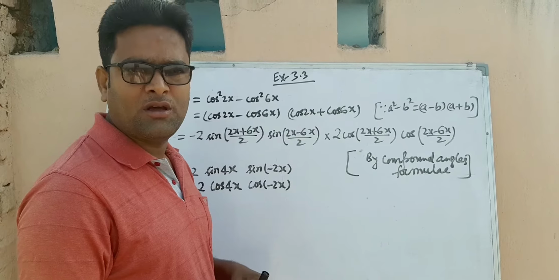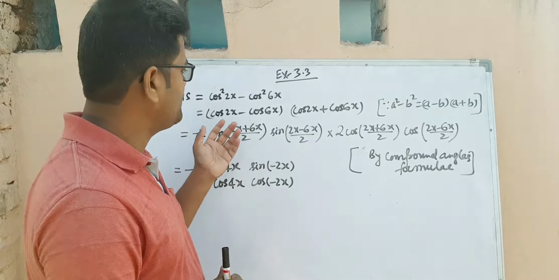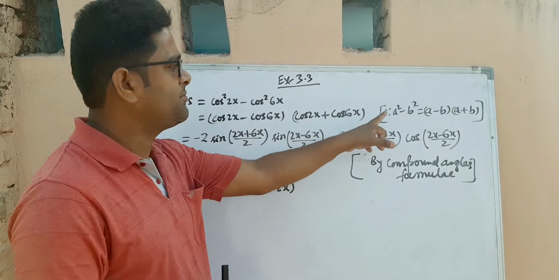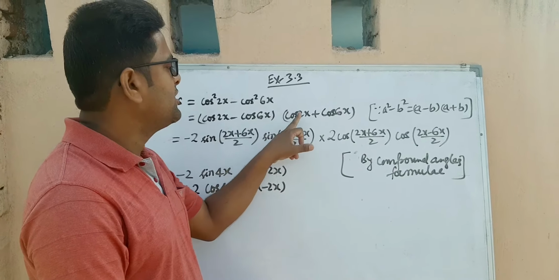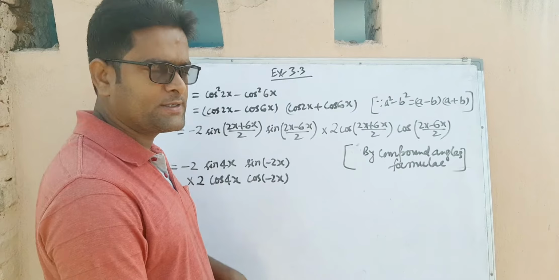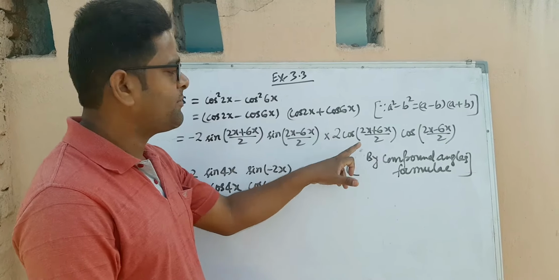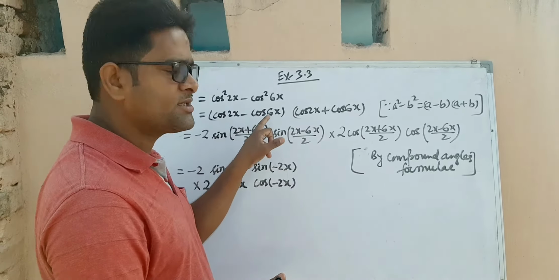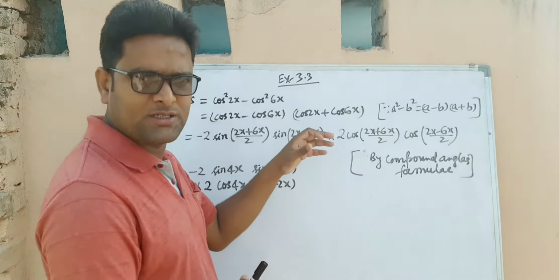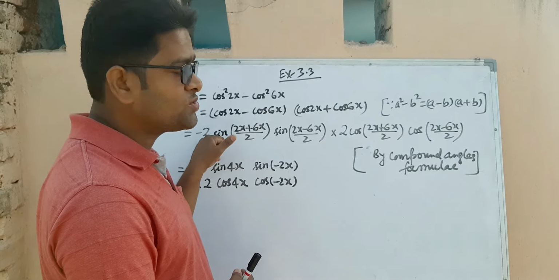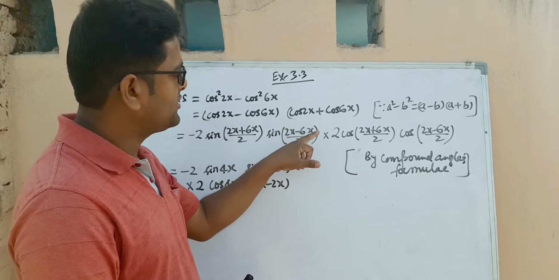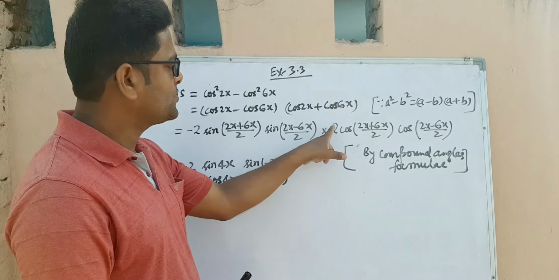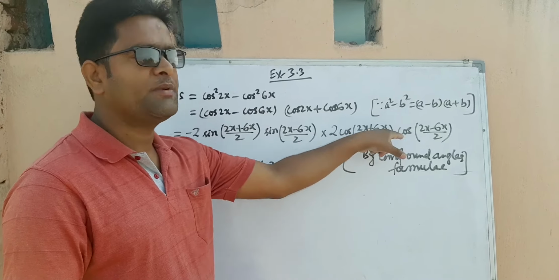So let us see first, a square minus b square can be written as a minus b into a plus b. So I have written it as cos 2x minus cos 6x into cos 2x plus cos 6x. Now cos c minus cos d, compound angle formula, you are having cos c minus cos d, cos c plus cos d. Apply that. Cos c minus cos d is minus 2 sin c plus d by 2 into sin c minus d by 2. Now cos c plus cos d is 2 cos c plus d by 2 into cos c minus d by 2.